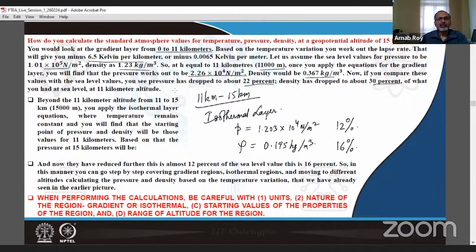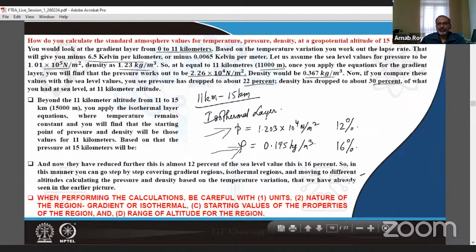As you move from 11 to 15, you find that there is further reduction and the pressure reduces to this value, which is almost 12%, and density to this value, which is almost 16% of what it was at sea level conditions. So this was what it was, and I hope by now most of you have been able to sort this out and get the values on your own.